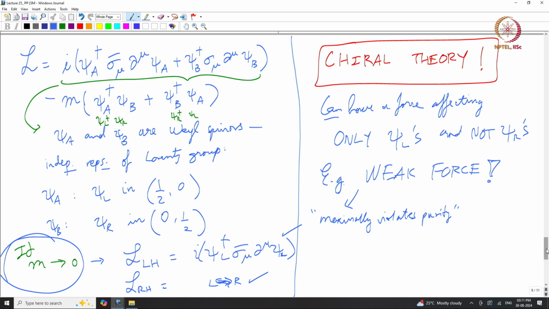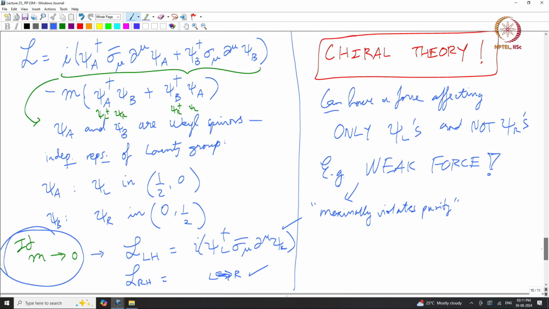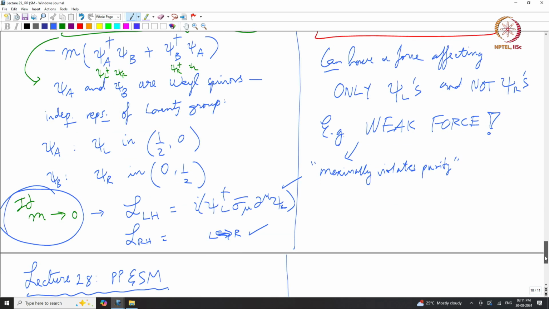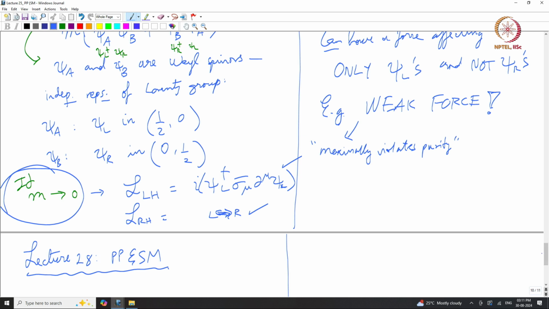And we saw that the weak force indeed is a chiral theory, and this is why it is totally fine to charge just the left handed spinors under some force that you want, in this case the SU2 weak force, and leave the right handed spinors alone, and that is exactly what nature has done, and that is how we can understand why or how parity is violated maximally by the weak force.